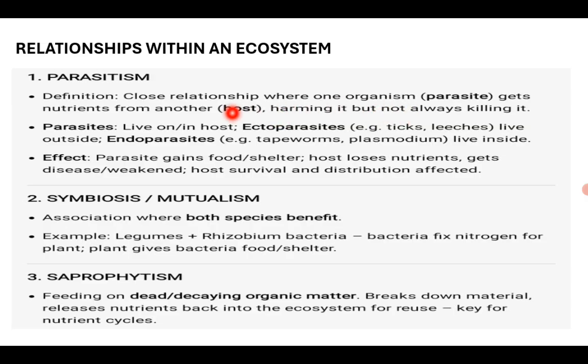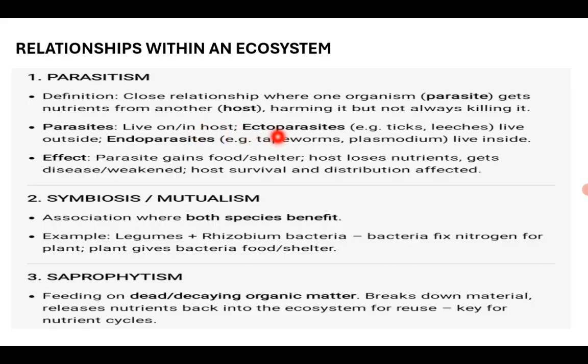I'll give you a simple example: a louse on your body, or lice. I'm sure you've heard about lice on the human body. These benefit from you by sucking your blood, but they don't kill you. So your body is a host, and the lice are a parasite. Parasites feed on a host.